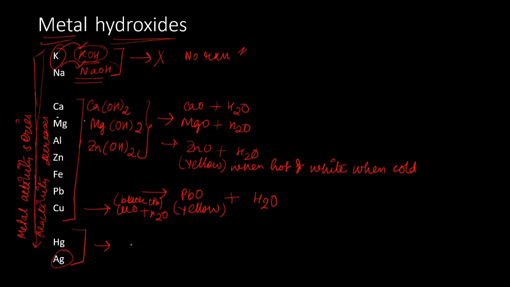The last part is metal hydroxides. In this case, the metals are very much less reactive, so the compounds will easily break. These are not stable hydroxides: HgOH, AgOH. So what will they do? They will easily break to form the corresponding metal, oxygen and water. Be very careful.